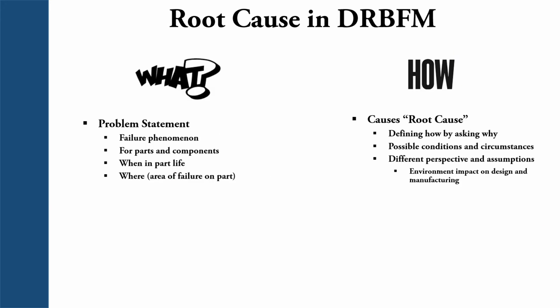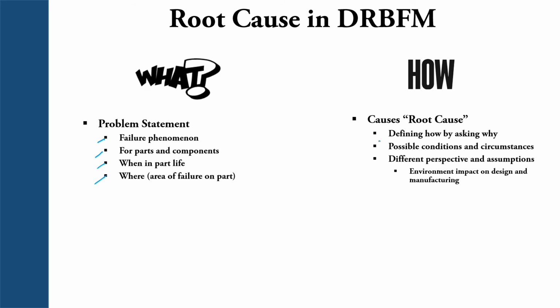So the root cause in the DRBFM, again, it's all about what, how, when, and where. So what is your problem statement and how do you address the root causes of your problems? So firstly, you want to study the failure phenomenon for the parts and for the components. When does that problem show up and where does it show up in that part? Is it in a certain area? Is it in a certain season, at a certain time, and so on?